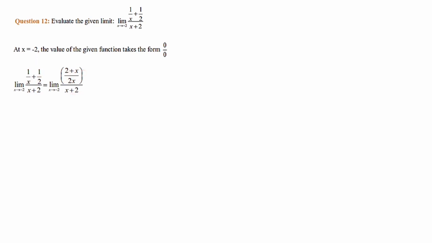Now you can see here numerator 2 plus x, denominator there is x plus 2. Both can be cancelled. So we'll be having only 1 by 2x. Limit x tends to minus 2, 1 by 2x. Let's substitute it. That is 1 divided by 2 into minus 2, which is equal to minus 1 by 4.